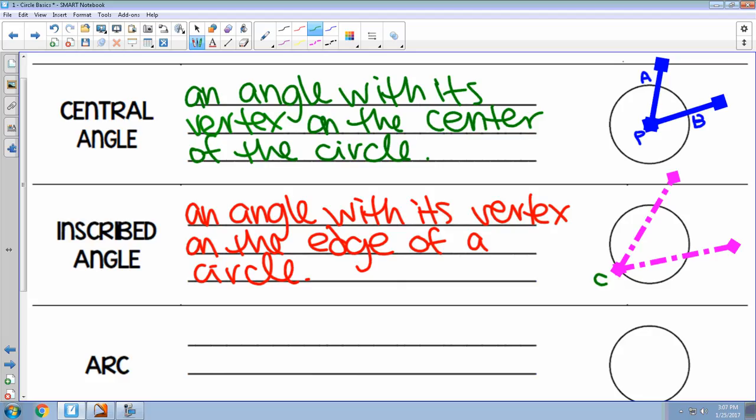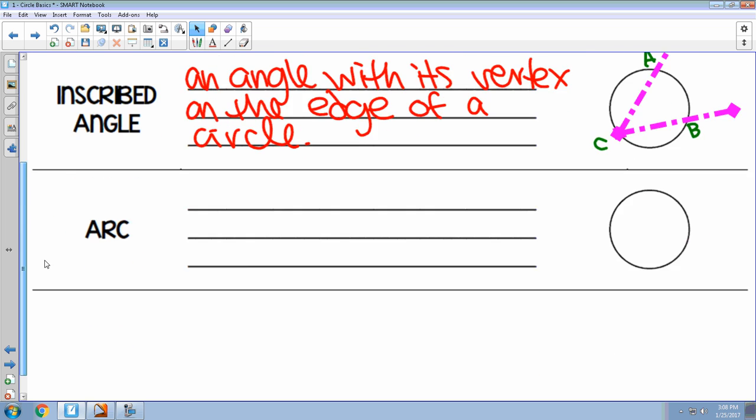So if this is C maybe and this is A and B, angle ACB is an inscribed angle. Again, we are going to spend a lot of time talking about the different angles that happen in a circle, so for now you just need to know the vocab and what it looks like in your picture.